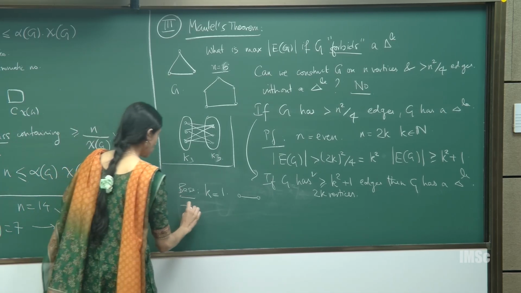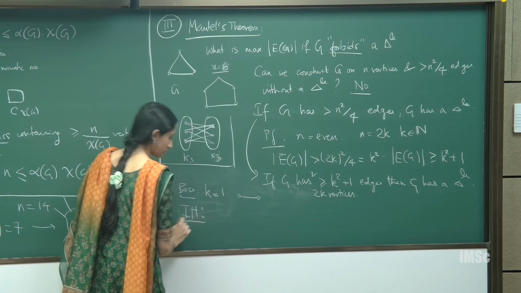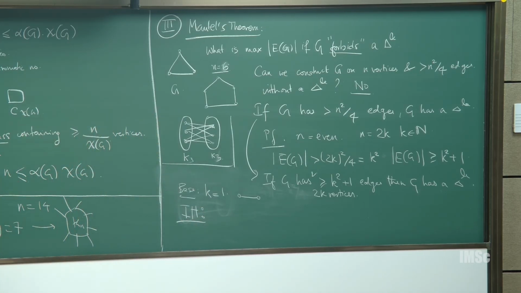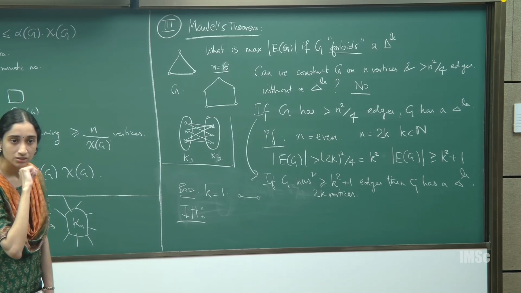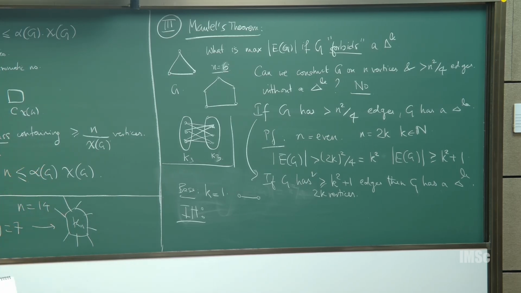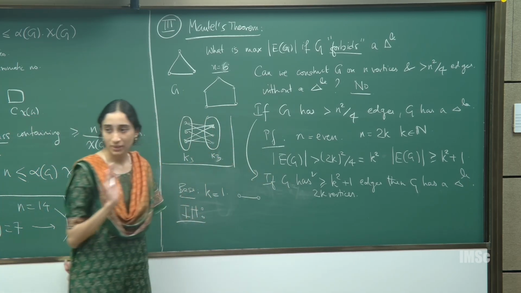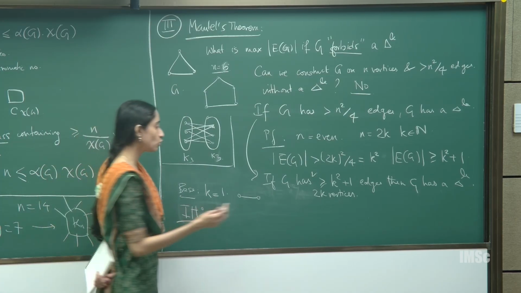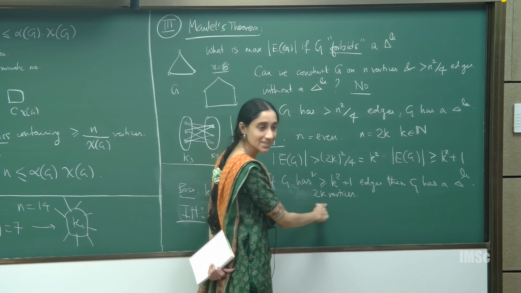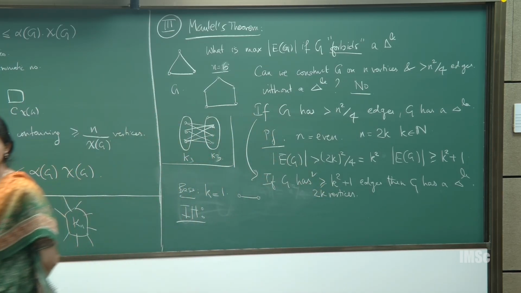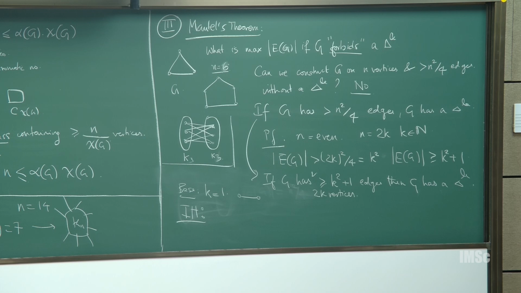Okay, so let's set up the induction hypothesis. You have to assume for k, you have to show for k plus 1, right? Assume the graph has 2k vertices and k square plus 1 edges, and you have to prove it for 2 times k plus 1 vertices and at least k plus 1 the whole square plus 1 many edges. That is how induction works, right? Is it okay?